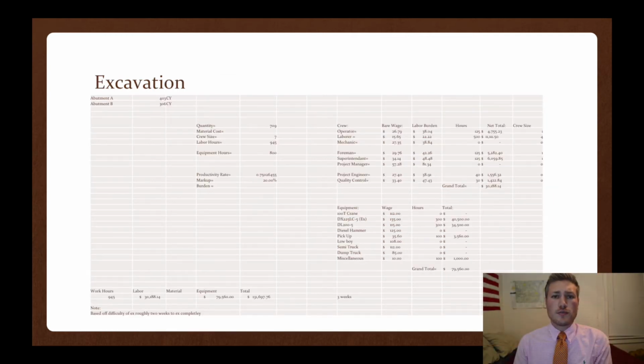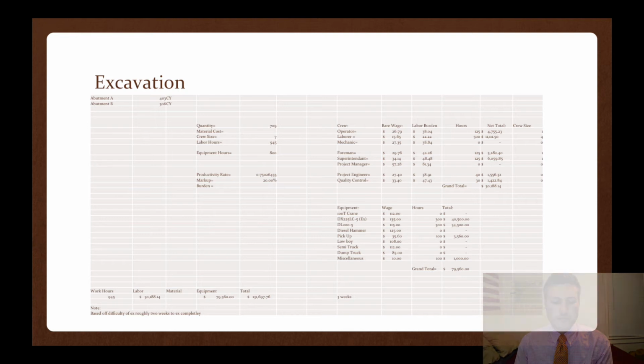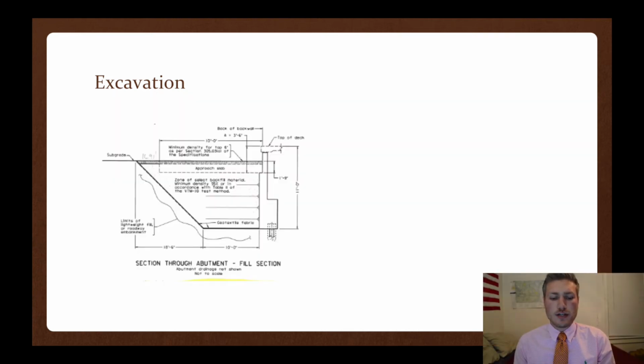Now that the demolition of the old bridge and the clearing and grubbing has taken place, excavation can begin. I've given 3 weeks to this bid activity based on the RS Means data. For abutment A, there's 403 cubic yards, and for abutment B, there's 306 cubic yards. I've assigned a crew of 7 men: 5 laborers, 1 foreman, and 1 superintendent. This bid activity will run $131,697. The total excavation was figured out by taking abutment A and B and adding them together.